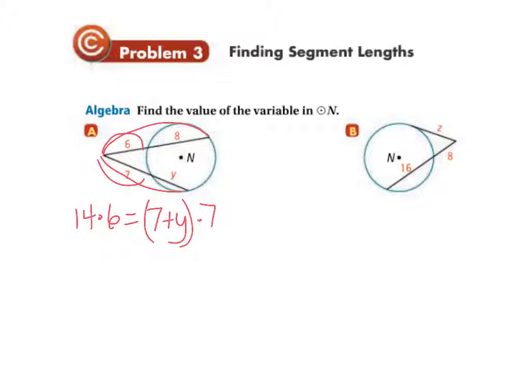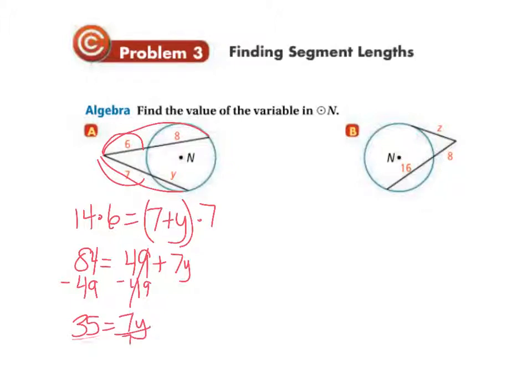14 times 6 is 84. Distribute the 7 and it would be 49 plus 7y, minus your 49. That ends up being 35. So y will be 5 units long.